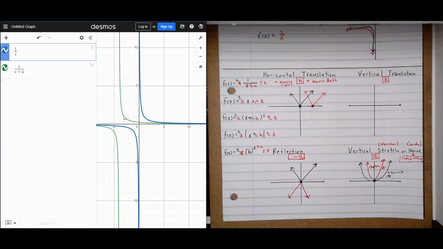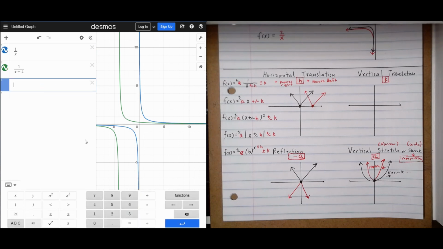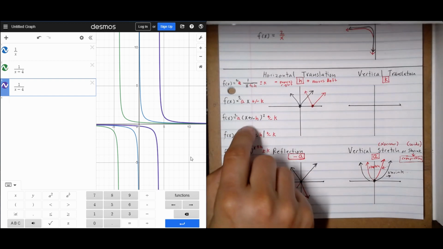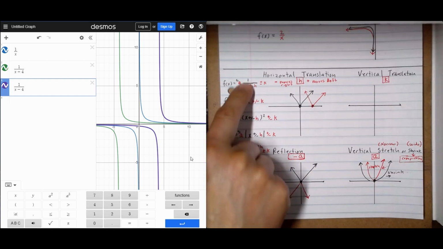Now if I wanted to shift it to the right, I could just do 1 over x minus 4, and it would go to the right. So 1 over x minus 4. And notice now from here it shifted over 1, 2, 3, 4 to the right. So if we want to move it left or right, we just simply add or subtract a number from x. And that works with all the functions.